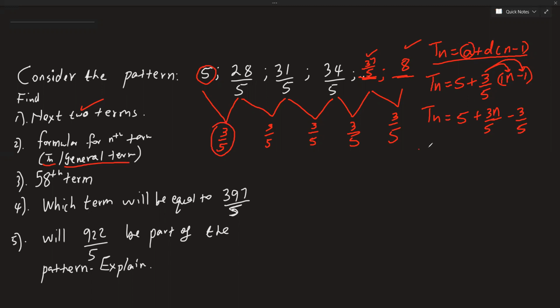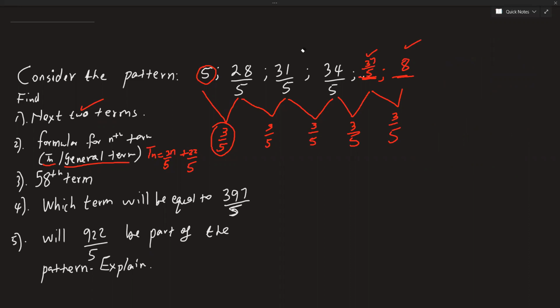Then Tn equals, these two numbers are like terms. So I have 3 over 5n. Then I can see 5 minus 3 over 5 gives me 25 over 5 minus 3 over 5. If you press this plus that on a calculator, it should give you 22 over 5. Then that's the formula for Tn. So Tn equals 3 over 5n plus 22 over 5. Awesome. Let's create more space.